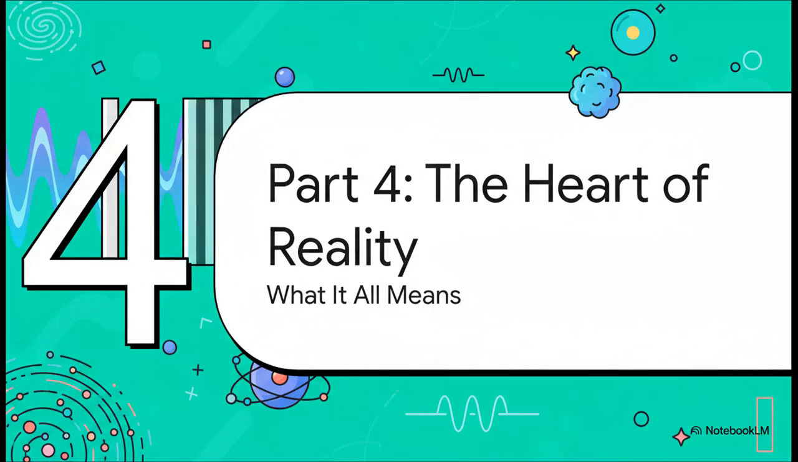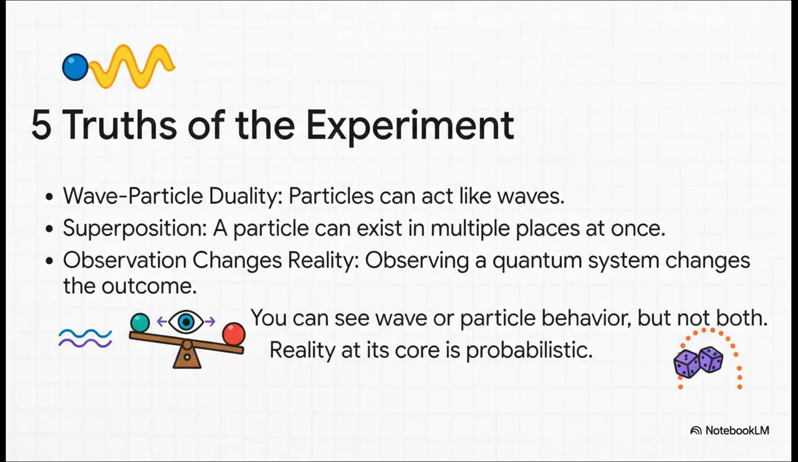So, what does all this mean? Where does it leave us? Well, this one beautiful, elegant experiment reveals some of the absolute deepest truths about the very nature of our universe. So let's boil it all down to 5 core truths. First, wave-particle duality. Things like electrons can act like particles and like waves. Second, superposition. A single particle can literally be in many places or states at once, until we measure it.